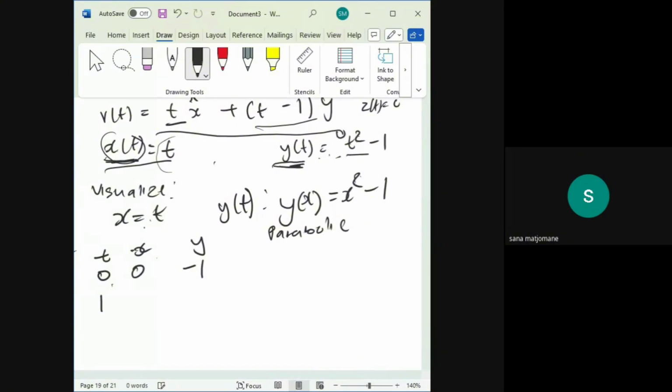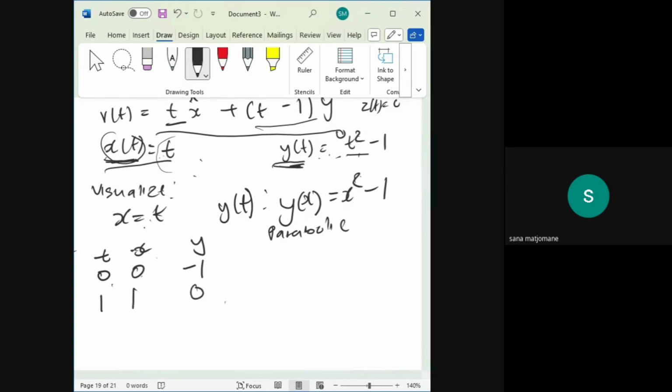Sometimes they can give you a range of t's. They can say from 0 to 3. You understand? They want to see the path of a particle between 0 and 3. So where t is 1, x is just 1, and y becomes 0.